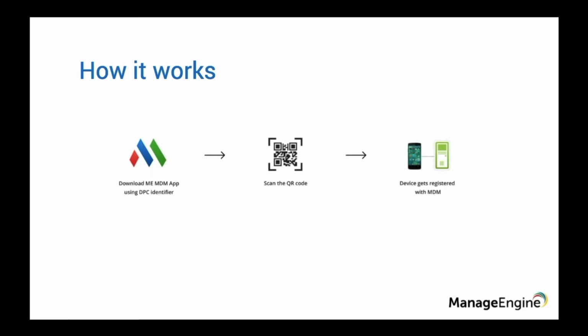The next method is EMM token enrollment, which is a pretty similar method to what we saw with respect to Apple Configurator, which has been provided by Google for bulk enrollment of Android devices. So this is how EMM token enrollment works in MDM. Firstly, the user needs to download the MEMDM app by providing the DPC identifier, which is also referred to as EMM token. The next step is to scan the QR code provided, and then the device gets automatically registered with MDM.